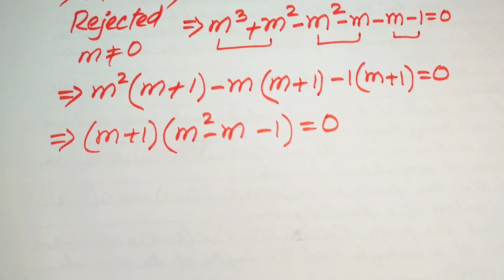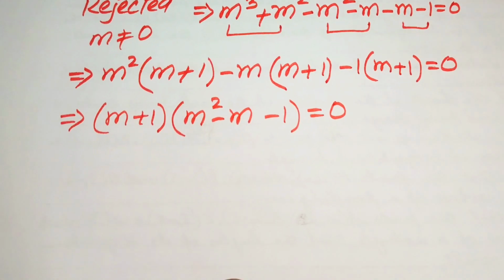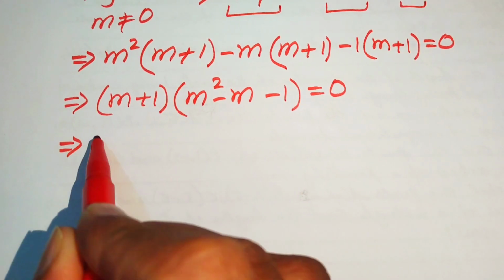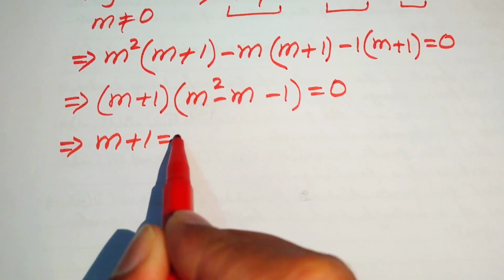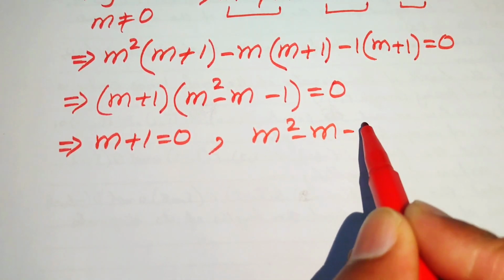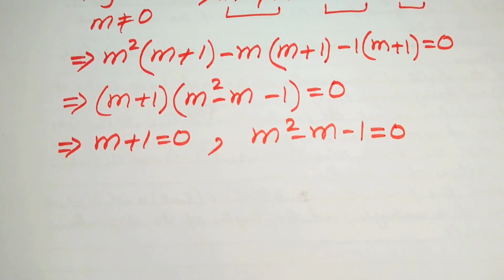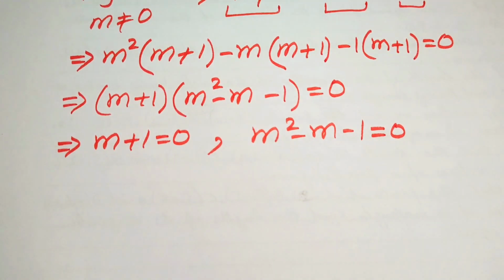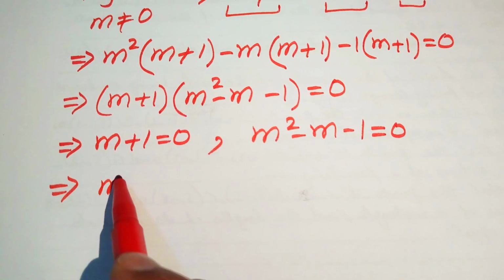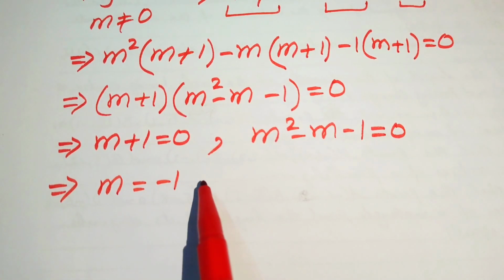Further, in the next step, we again divide this into two cases. Our first case is m plus 1 equals 0, and the second case is m squared minus m minus 1 equals 0. From the first case, we easily get the value of m equals minus 1.